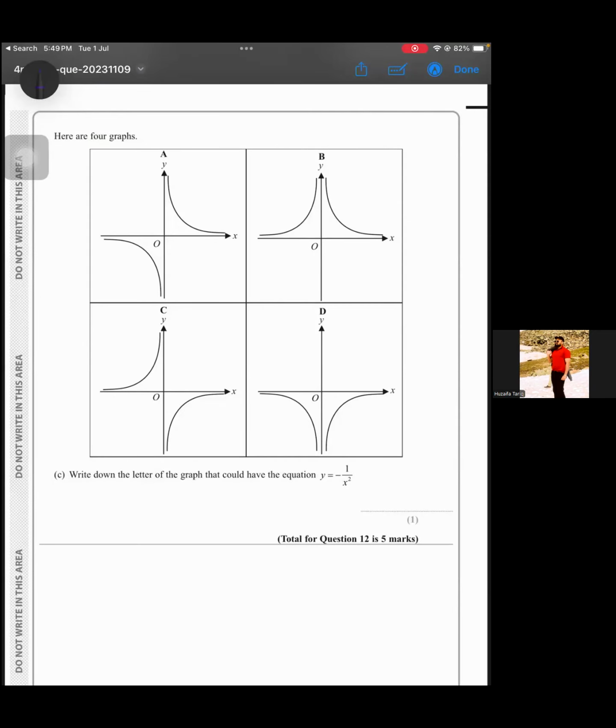For 1 over x square, since we have a negative sign over here, part D is your answer, because for the negative sign, both sides are negative. Exactly. Because of the negative sign, both of them will be below the line. So part D will be your answer.